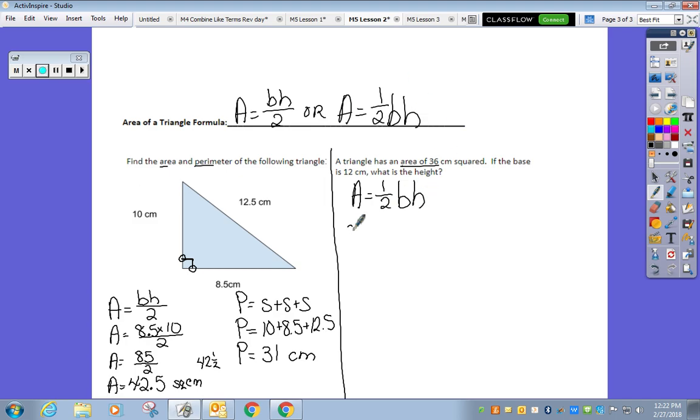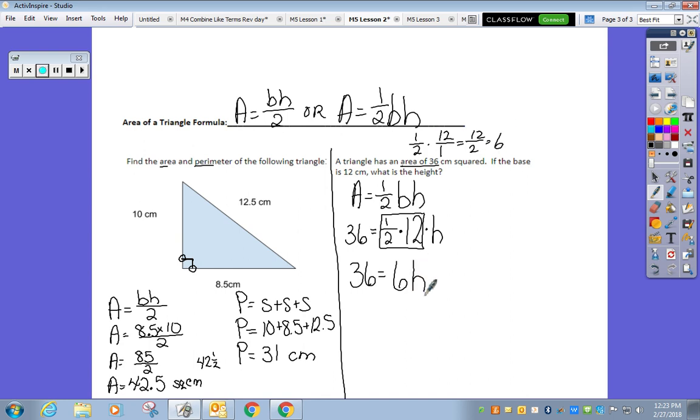The area is 36. I'm going to do 1/2 times 12, which is the base, and then I don't know the height, so times h. In this problem, there's math I can do. So I'm going to go ahead and do the multiplication. So 36 equals. Now I read 1/2 times 12 as 1/2 of 12. So what's half of 12? 6 is half of 12. If you weren't sure, you could pull to the side and do 1/2 times 12 over 1. 12 over 2 is 6.